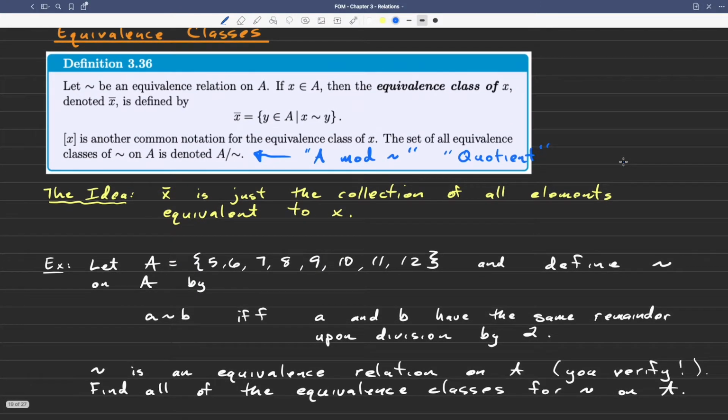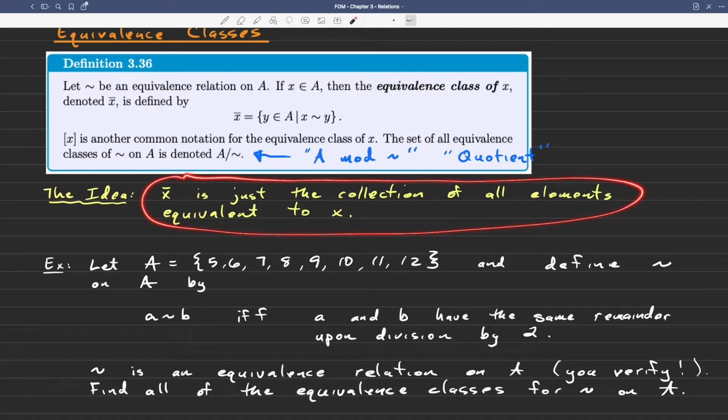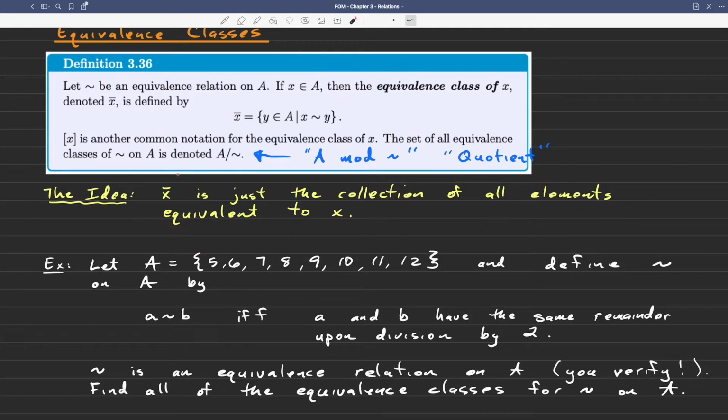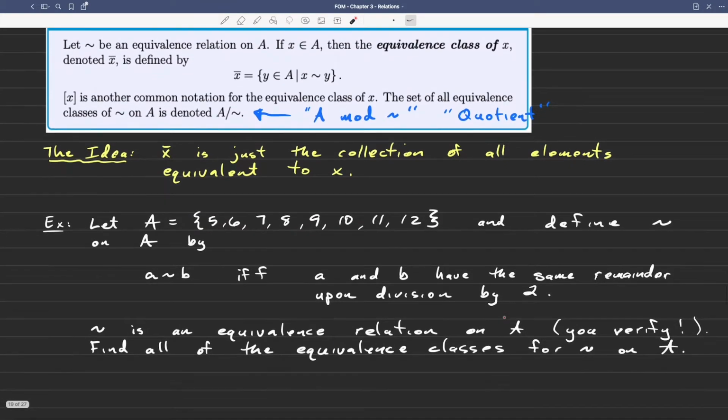This is a topic that's really important when you get into higher level math. Quotient spaces are a big object of study in abstract algebra and topology and just about any kind of modern mathematics. Like I said, though, the idea of an equivalence class is that X bar is just all those elements in A that are equivalent to X. So let's see how this works with a small example.